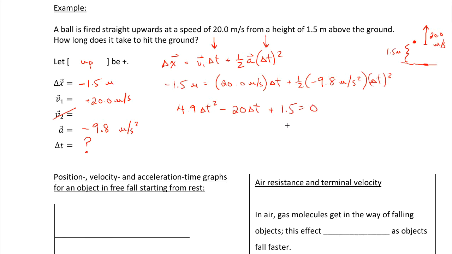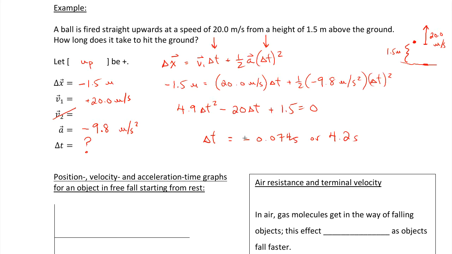You could solve this in a number of different ways, by graphing, by using a simultaneous equation solver, by using the quadratic formula, and any of those would give you a value for delta t. In fact, two values for delta t. Rounding to two significant figures, the answers give us negative 0.74 seconds or 4.2 seconds. So what does this mean?